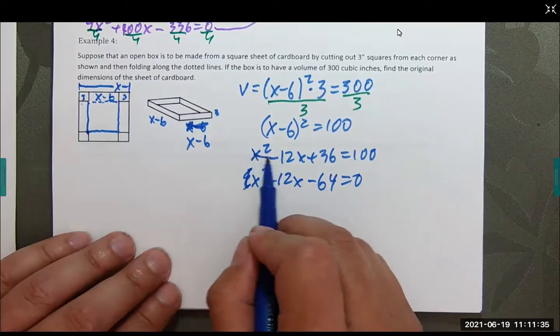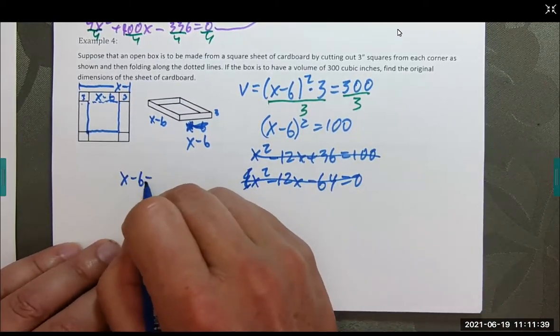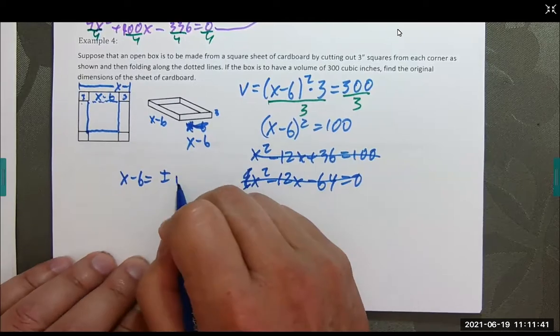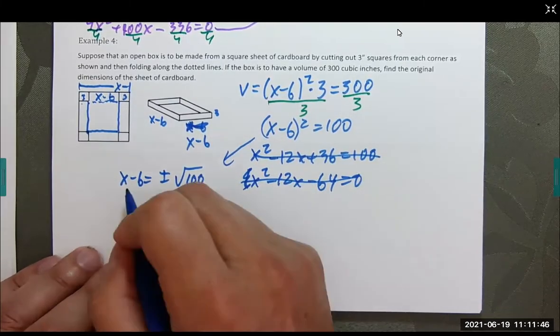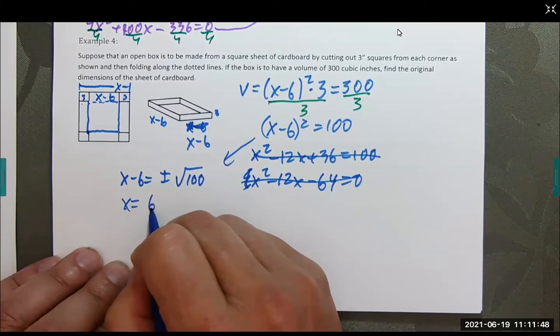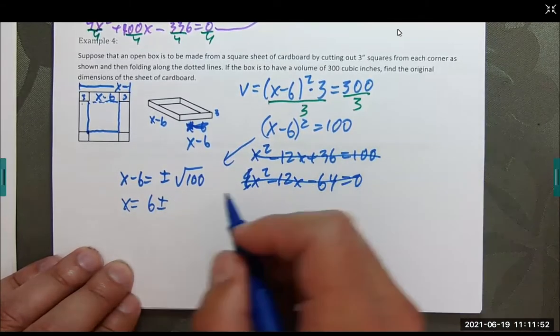Oh, why do that? We just take the square root of both sides. x minus 6 equals plus or minus root 100. So this is coming over here, so x equals 6 plus or minus 10. We could have done that. It's factorable, but it's already in that form, so we may as well.